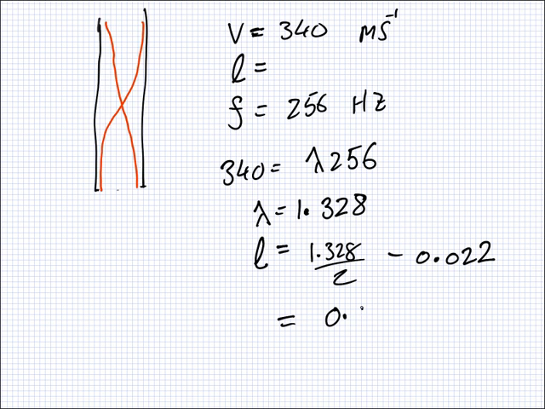Zero point six four two. 0.642 meters. So what do you have? The wavelength. Oh, this is half a wave. Isn't it? Yeah, when both ends are open, half a wave fits in. Yeah.